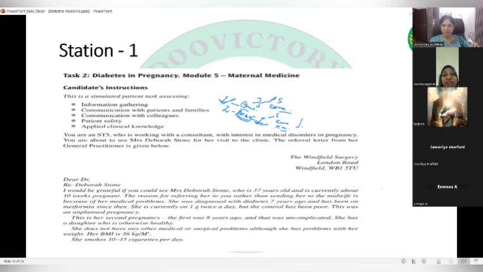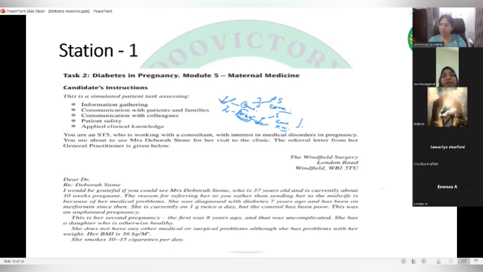I gather from the letter written by the GP that you are 10 weeks pregnant and you have a medical condition called diabetes, and you're here to discuss that. Am I right? Yes. Okay. Are there any more concerns or expectations from today's consultation? No, doctor, it's just that my sugars are going very high nowadays, and sometimes it's normal, under control, but sometimes it's becoming higher. The GP has asked me to monitor my sugar levels.